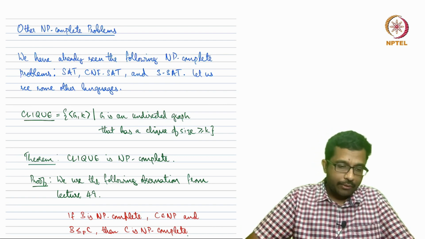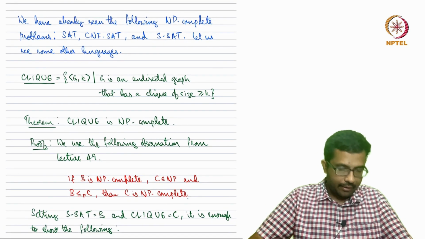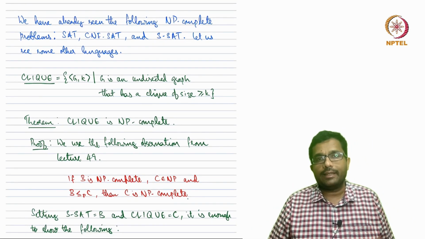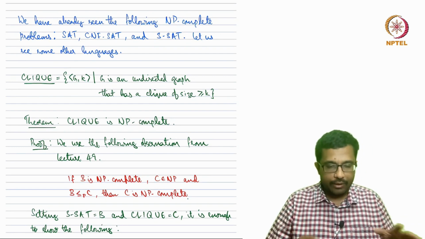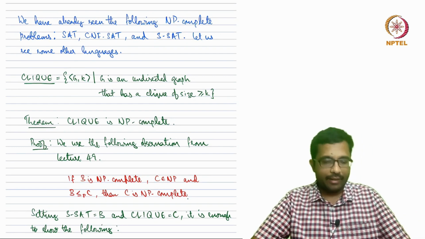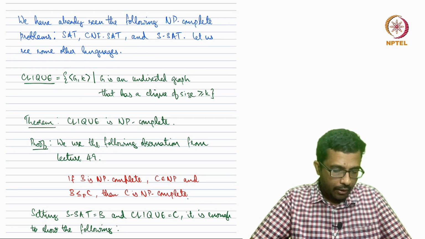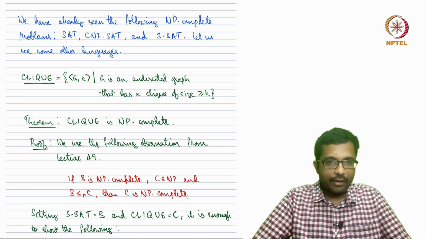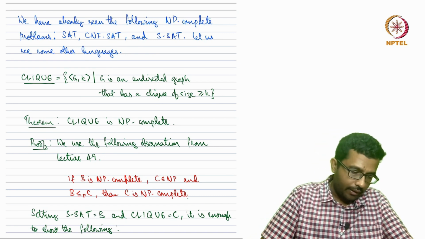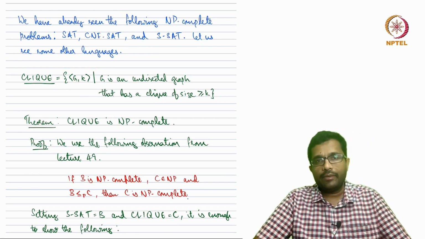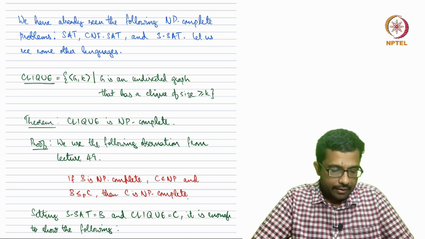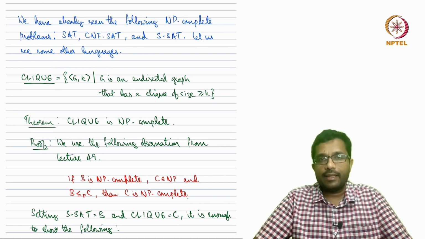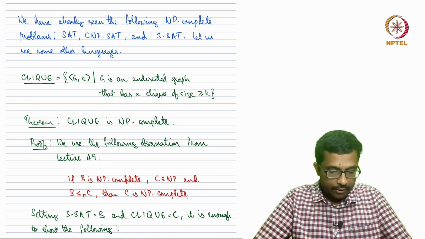So the first problem that we'll see is CLIQUE. In fact, all the ingredients to show that CLIQUE is NP complete we have already covered. So it is just about stating them, putting them together and seeing that it is NP complete. CLIQUE is the problem where we are given two things: a graph G and a number K, and this is a yes instance if the graph has a clique of size k, or bigger. So this is NP complete.